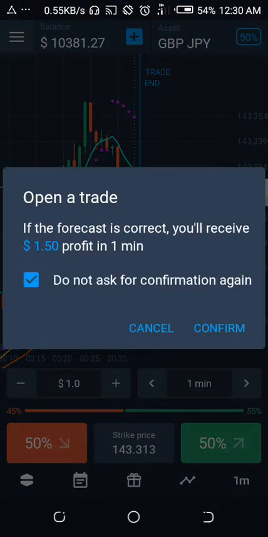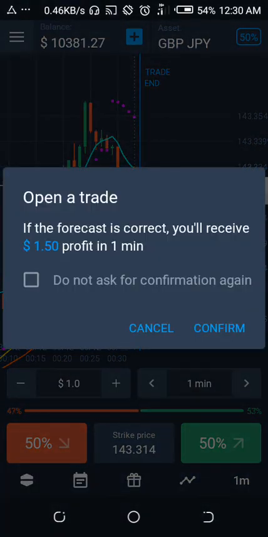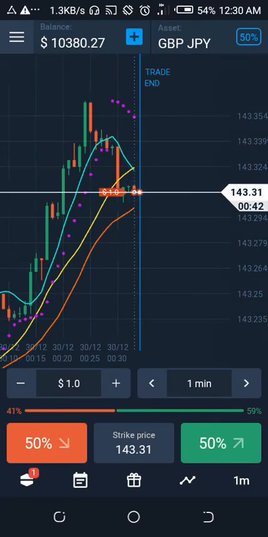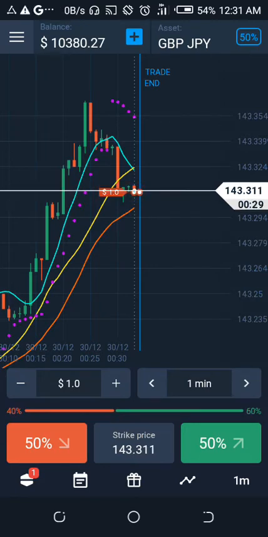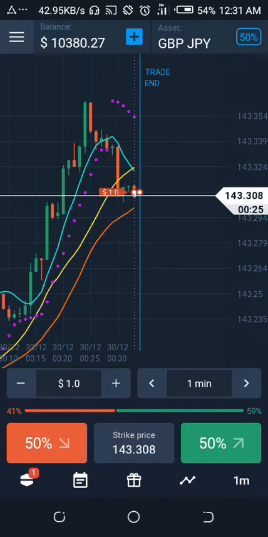Okay, I'm using $1 to trade. Just enter the trade. I enter the trade with sell. Let me wait a little bit and see how it works.